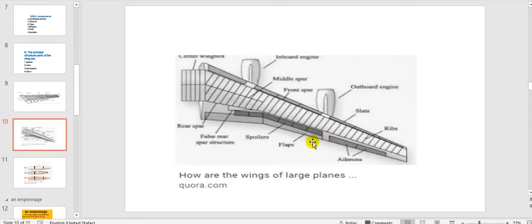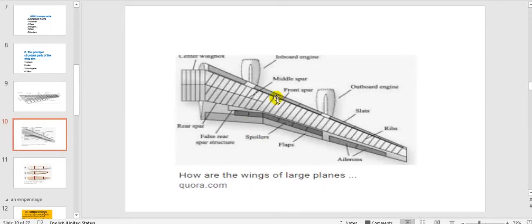Okay, this is the rear spar. Going to another figure: here, the middle spar, front spar, rear spar, false spar. Okay, and this is the flaps. This is the ailerons at the aft of the wing. This is the ribs. So this is the structure of the wing.